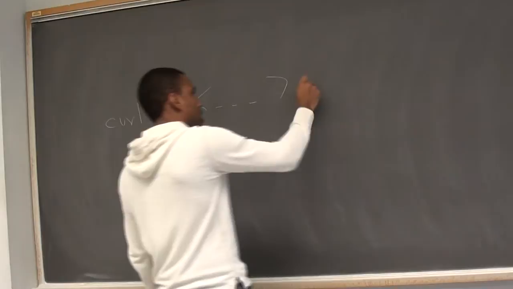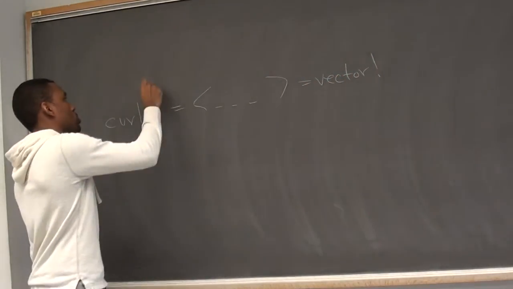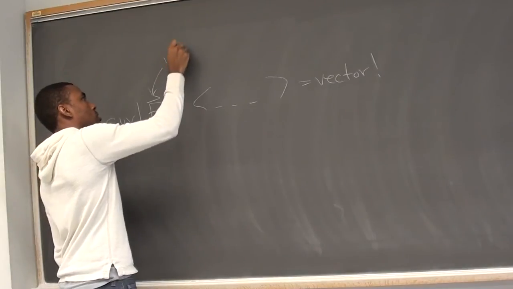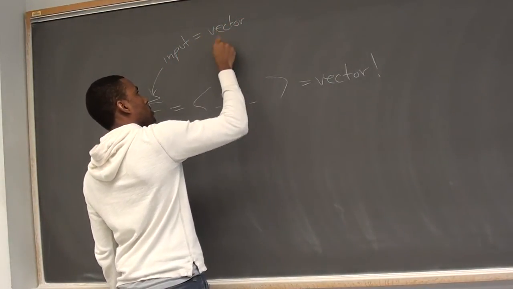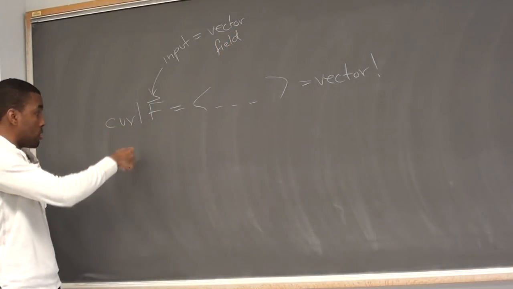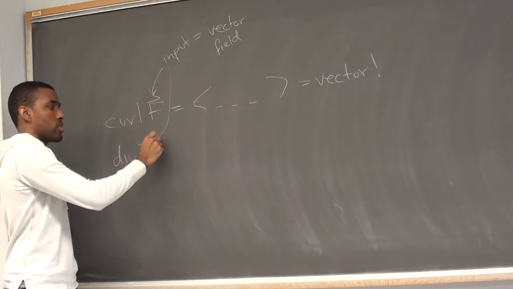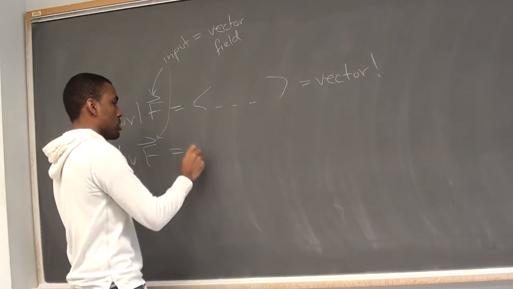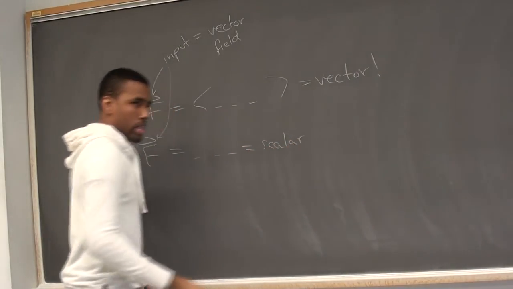So you should know that this is a vector, right? And the input is a vector field, right? You can only plug a vector field into the curl. Same thing for divergence. The input is a vector field. The output is a partial, it's going to be a scalar, right? So basically that's what you're going to be looking at.